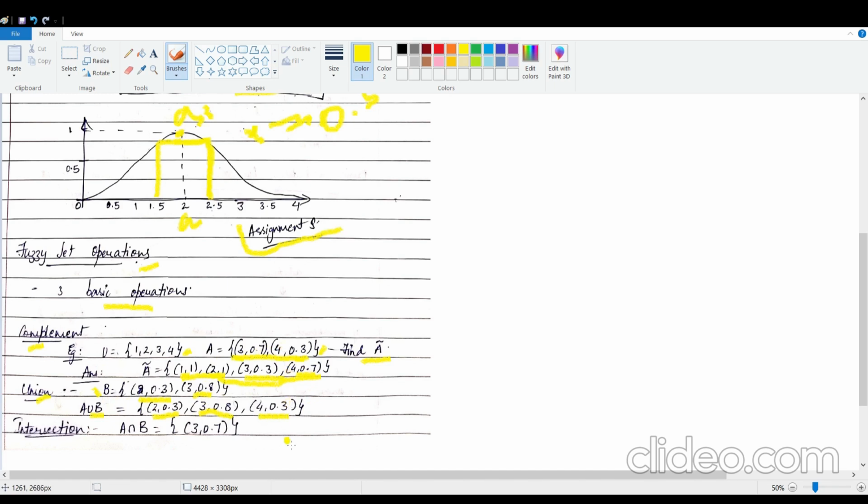And the next operation we have is intersection, and intersection is where you take the minimum value of whatever values are intersecting. Now if you look at both A and B, the only intersecting value is 3. That is, the only common value is 3. And out of these two, the least membership value is 0.7. So I'm going to use that here.